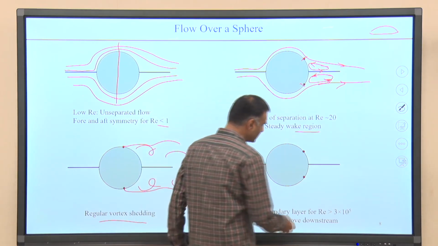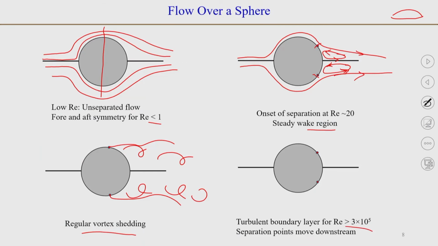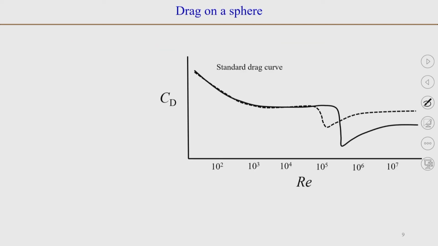And at about Reynolds number 3 into 10 raised to the power 5, for higher Reynolds number, the flow becomes turbulent, and the separation points come downstream. So, you see the wake region becomes smaller. So, this is where the boundary layer becomes turbulent. Okay. And we can also see how the drag on a smooth sphere varies with Reynolds number.